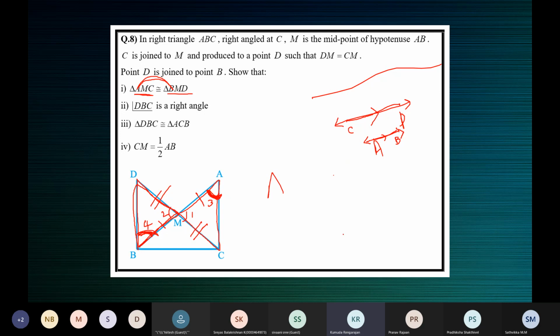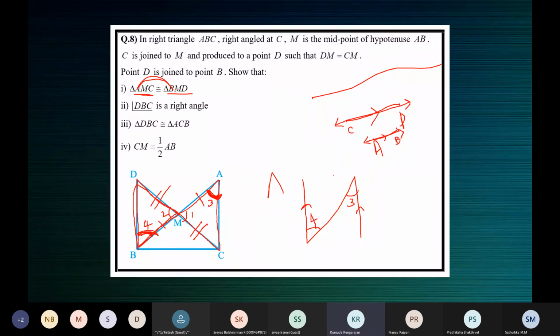But if you see, angle 3 and angle 4 are alternate interior angles. These are the two lines, and this is the transversal. Angle 3 is equal to angle 4. We know that 3 is equal to 4, but 3 and 4 are alternate angles made by these two lines and this transversal. So that means this line is parallel to this line.